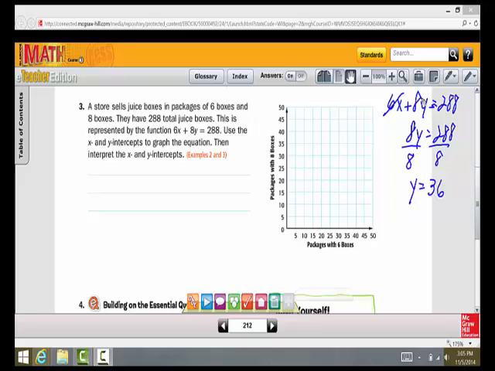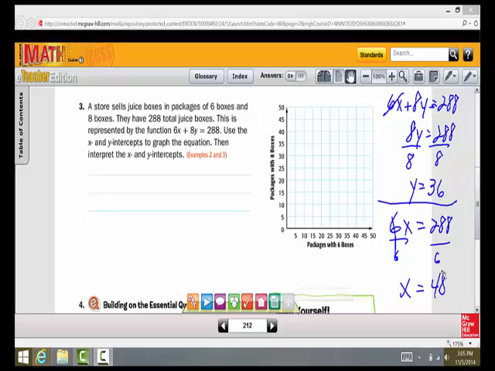The next thing we can do is do the same thing with the 6x plus 8y, but put a 0 in for y, which would give us, let's draw a line here, 6x equals 288, because of course 0 times 8y would be 0. So it would just be 6x equals 288, which means we divide both sides by 6, and now this cancels out, and 288 divided by 6, in this case, is 48. So we have an x and a y-intercept here.